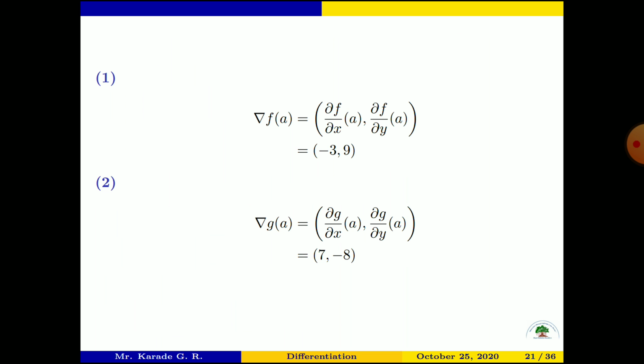Now let us find the gradient of f at point a. By definition the gradient of f is nothing but a vector with two components. The first component is dou f by dou x at point a, and the second component is dou f by dou y at point a. So dou f by dou x at point a has value -3, and dou f by dou y at point a has value 9. Therefore the gradient of f at point a is the vector (-3, 9).